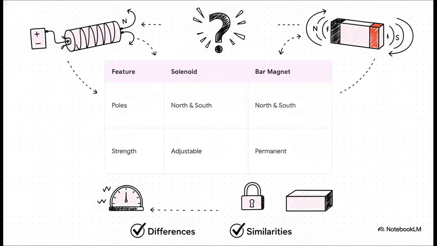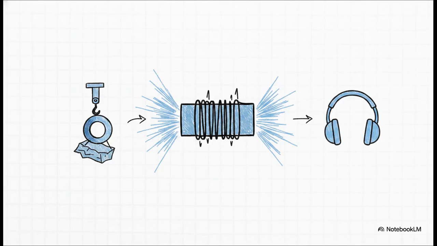A typical bar magnet is permanent. Its strength is fixed, and it is stubbornly going to stay a magnet no matter what you do. But our solenoid, its magnetism is temporary. It is entirely adjustable based on the current we feed it, and we can shut it down instantly. And we can take that solenoid one step further.